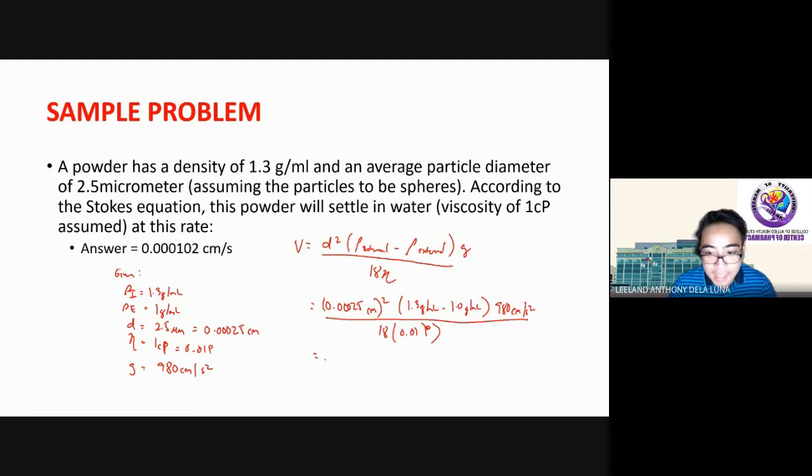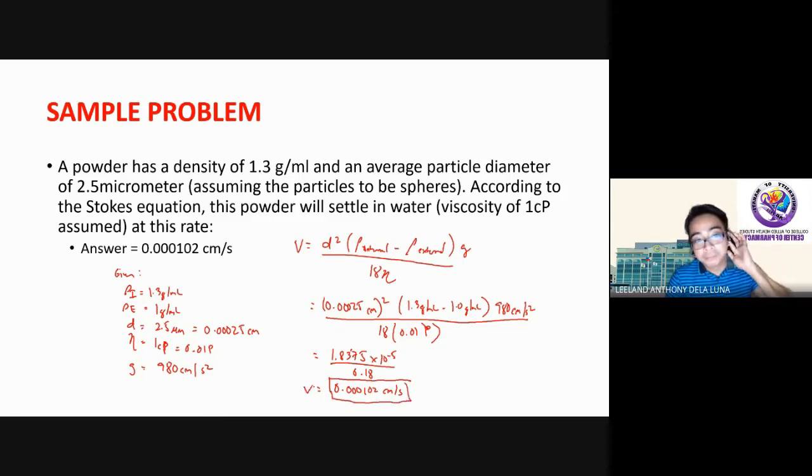Okay? Now, class, kayo nang bahala dito mag-compute. Okay, pero basically, ang kalalabasan nito would be 1.8375 times 10 to the negative 5 over 0.18, and you get 0.123102 centimeters per second. Okay? And that would be the velocity at which our particles will be settling down. Okay? Which is a good thing, technically, class. Kasi mabagal siya mag-settle down. Okay? So, are we good?